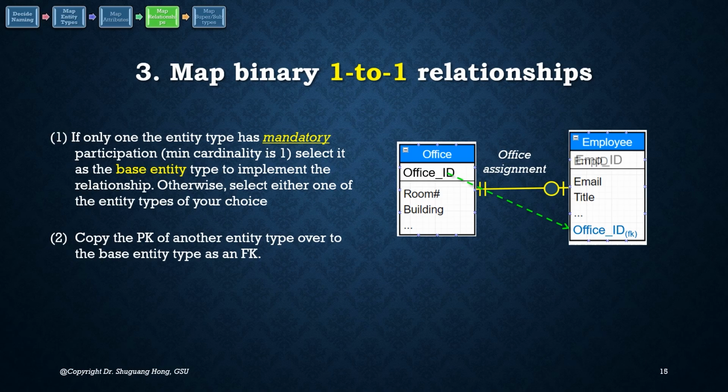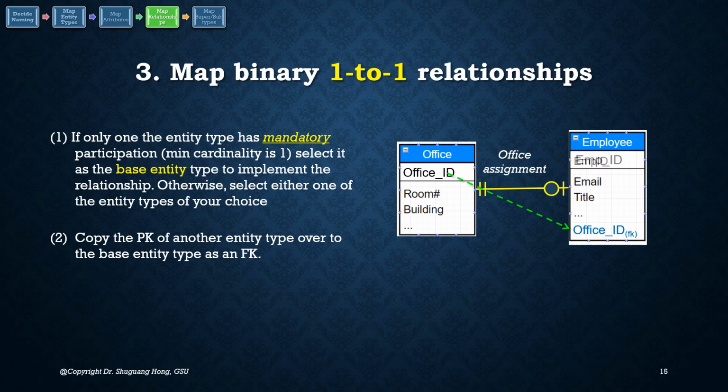The second scenario is that both entity types have mandatory participation or both have optional participation. In this case, the primary key of either one can be inserted into the other entity type as the foreign key. You might ask why it matters to select the entity type with the mandatory participation. The design choice is to reduce unnecessary nulls, blanks, in the foreign key field.